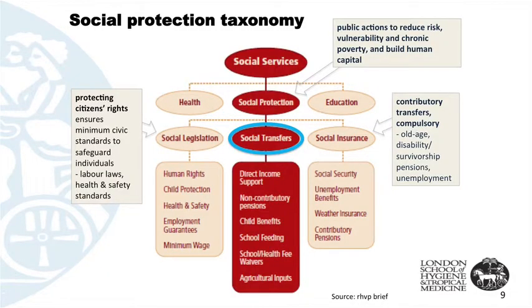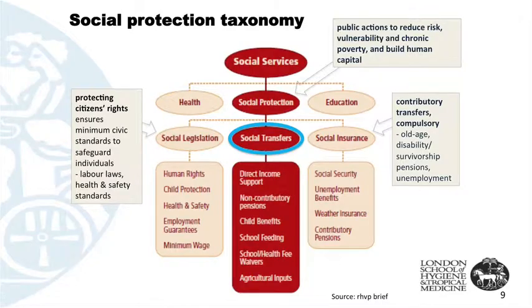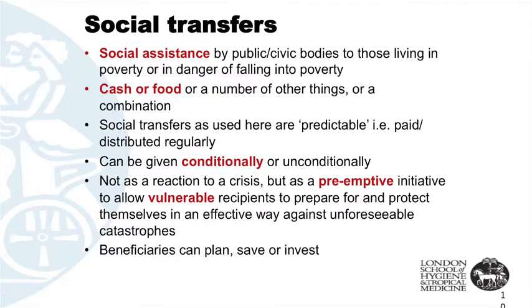This slide also lays out a sort of taxonomy of social protection. Social protection is part of the social services provided by a governmental welfare program, together with health and education. Within social protection, there are at least 3 streams of action that can be taken, which include social legislation to protect citizens' rights, which are basically human rights. There is social insurance, which is basically pension schemes or disability types of grants. And then there are social transfers, which include the cash transfers that we are talking about today. Social transfer falls within the remit of the social assistance dimension of social protection.